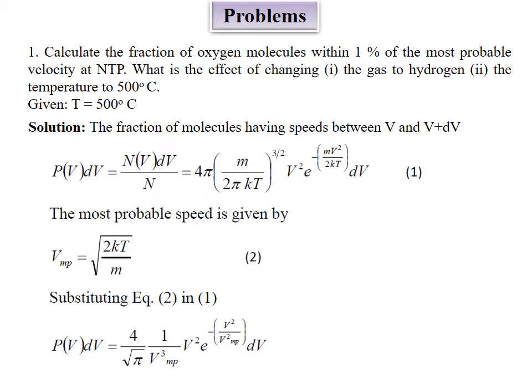The fraction of molecules having the speed between v and v plus dv is given by the following expression, and the most probable velocity is given by the square root of 2kT by m. By substituting equation 2 in equation 1 we get the expression as P(v)dv is equal to, a function of most probable velocity.